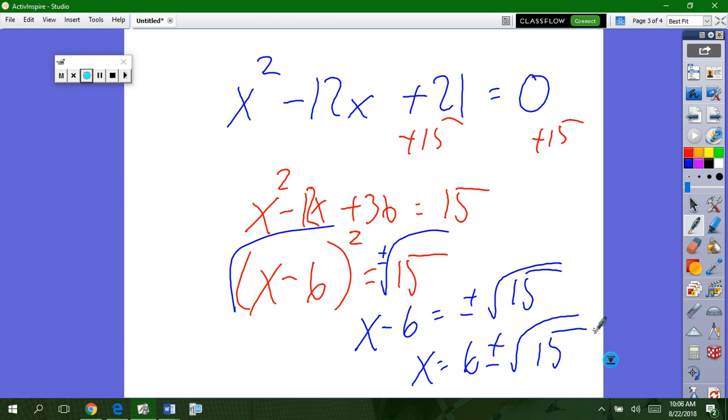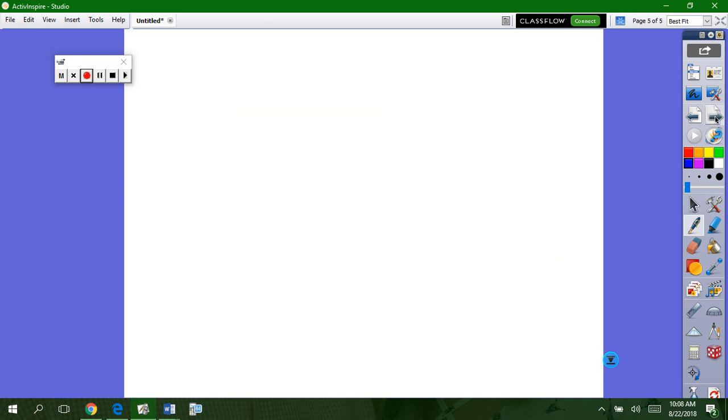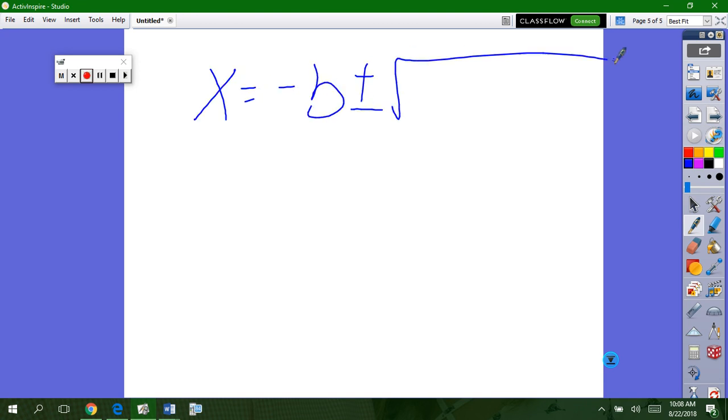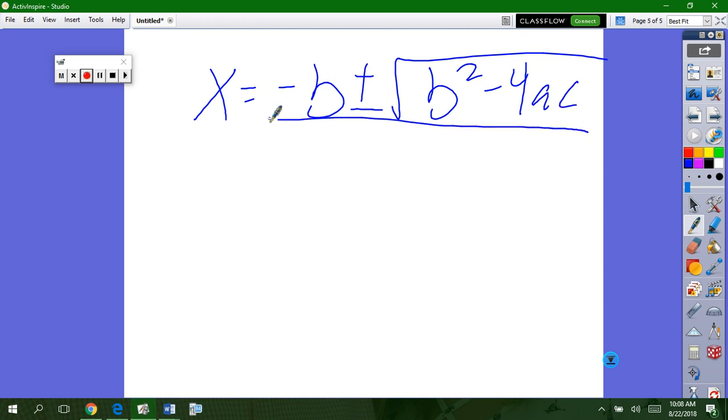Okay, I'm going to show you that we can get the same result. Once again, what is the quadratic formula? X equals negative b plus or minus square root of b squared minus 4ac all over 2a.